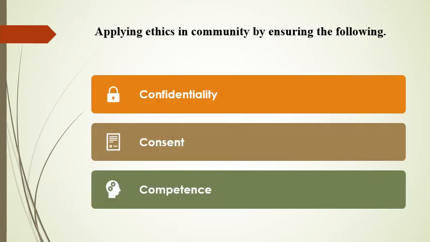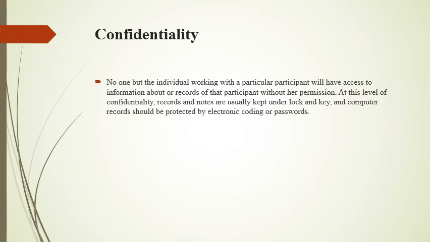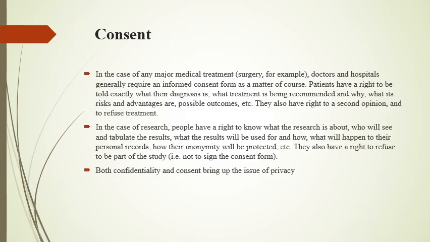Applying ethics in the community by ensuring the following: confidentiality, consent, and competence. Confidentiality: no one but the individual working with a particular participant will have access to information about or records of the participant without her permission. At this level of confidentiality, records and notes are usually kept under lock and key, and the computer record should be protected by electronic coding or password.